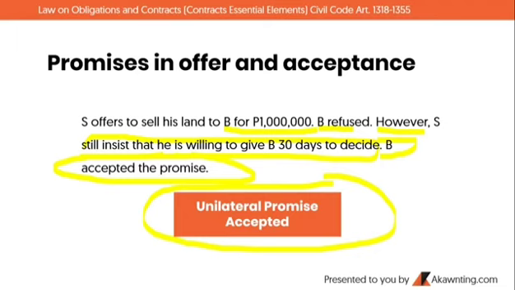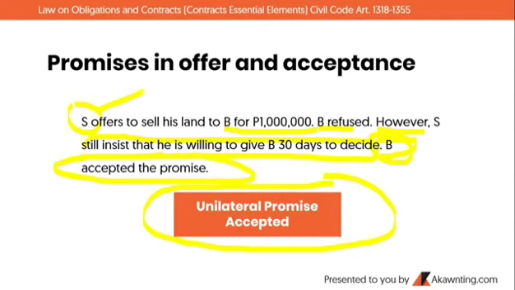So, in this case, for example, within 30 days, si B, sabi niya, o S, asan na yung lupa? Meron na akong 1 million. Si S, hindi na siya willing ibenta yung lupa. So, pwede bang i-compel ni B na ibenta sa kanya yung lupa dahil nag-promise si S? The answer is no. Hindi niya pwedeng i-compel si S for S promise kasi it is not supported by a consideration. Actually, that consideration is what we call an option money.